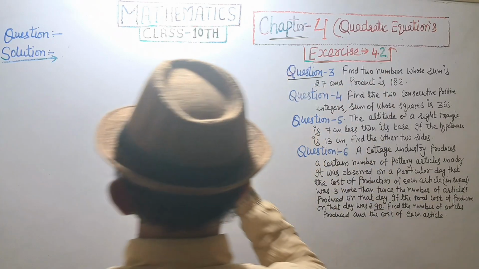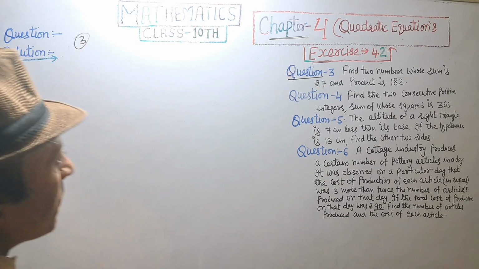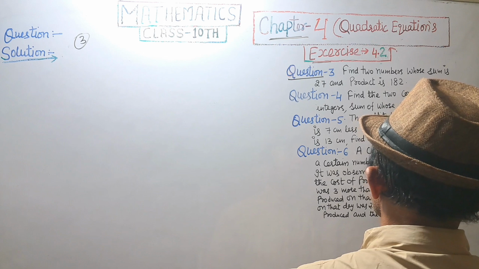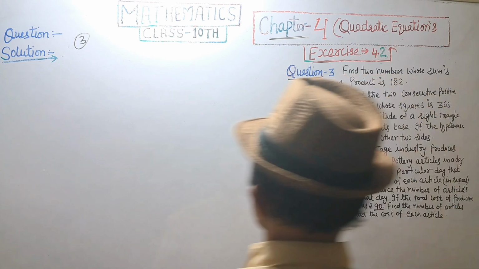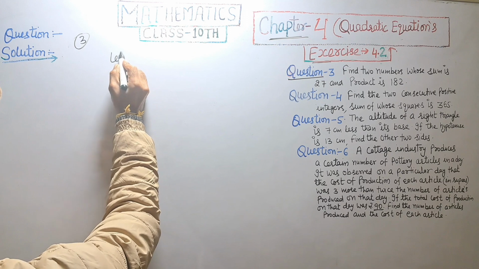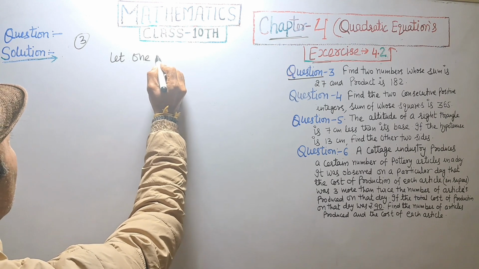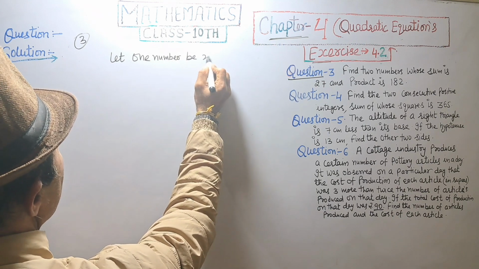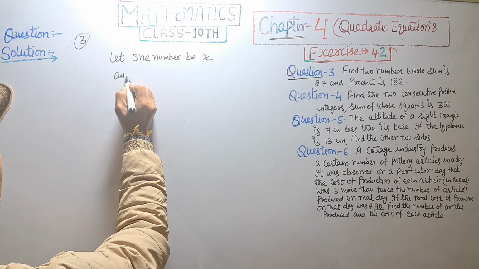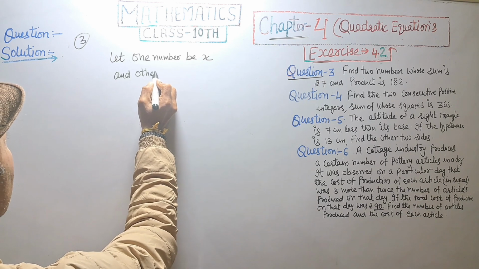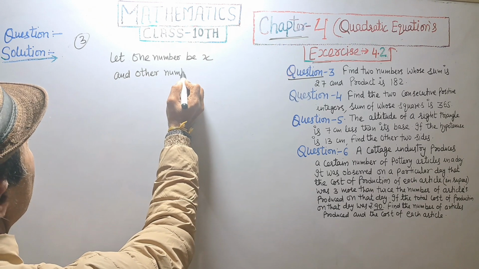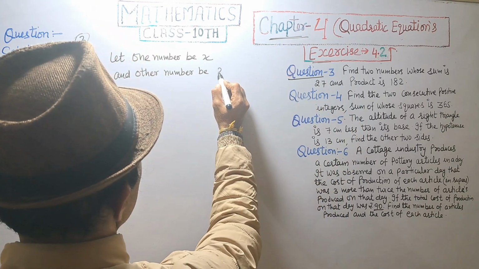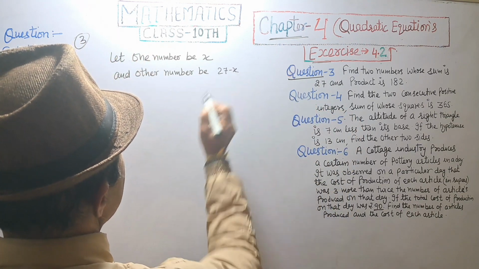Question number 3. Find two numbers whose sum is 27 and product is 182. Let one number be x and the other number be 27 minus x.